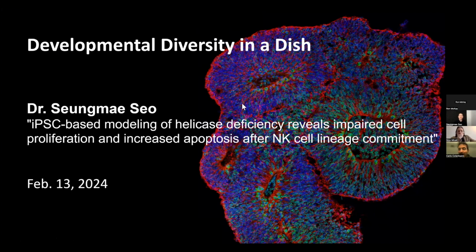So our first speaker is Seungmae Seo, who's going to be talking to us about an iPS-based model of natural killer cells and a very interesting situation between related individuals with very diverse phenotypes. So May, go ahead and take the screen share and go for it.